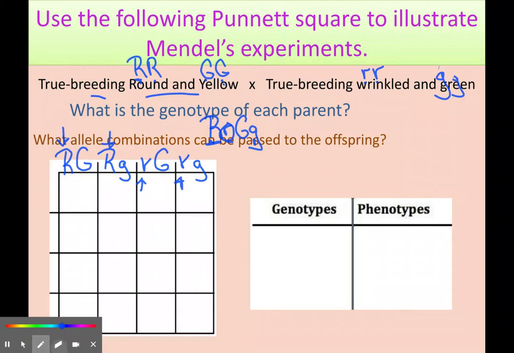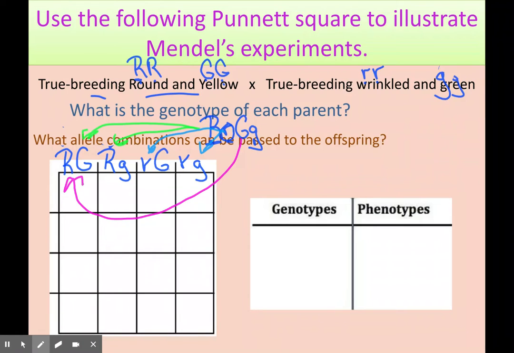So let's look at that a little bit. Maybe get a different color. So this one goes here and here. This one goes here and here. Then this one goes first and third, and then second and fourth. Kind of like factoring in math, okay? So you want all the possible combinations.